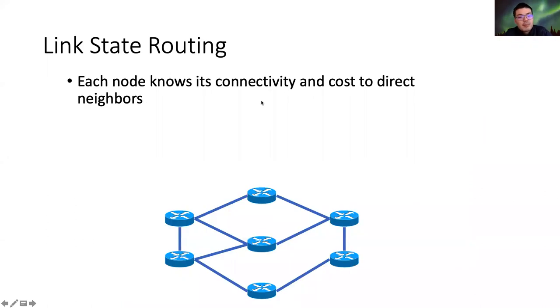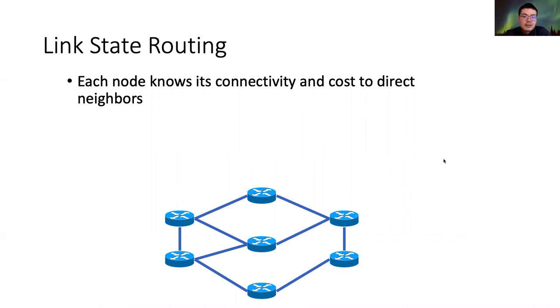All right, so far we have been talking about the distance vector problem. We are also interested in link state routing, which is used by OSPF. So what does link state do, and what's the difference from distance vector? So here, let's take a look.